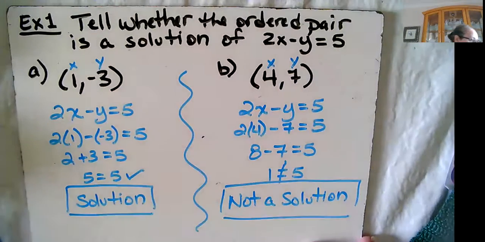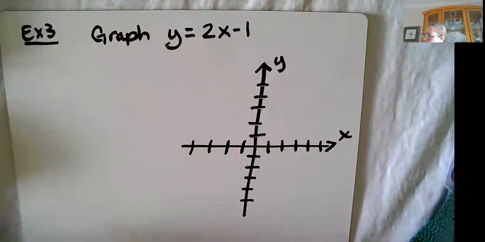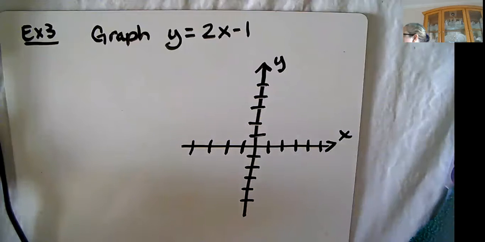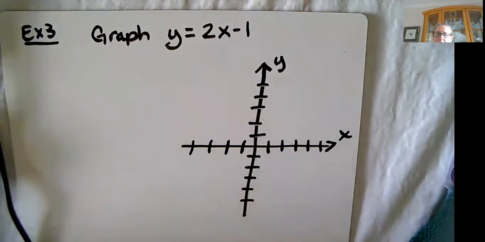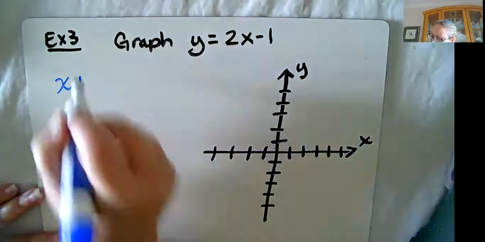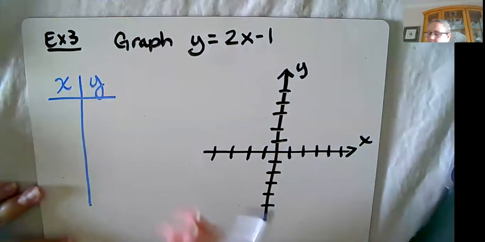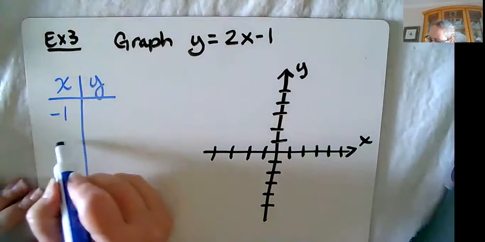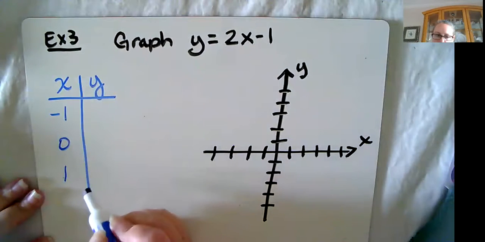I am skipping example 2 and moving on to example 3. For example 3, they want us to graph a linear equation. So this is the first method on how to start graphing. The first method that we learn is by making a table. It doesn't really matter what values you use. You could use 1, 2, or 3, but I always like to use a negative value, 0, and a positive.